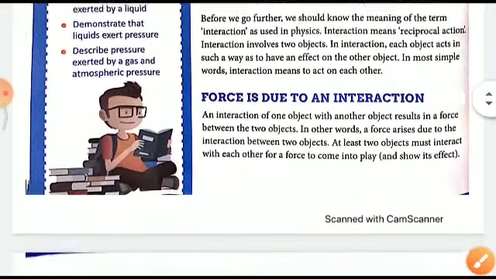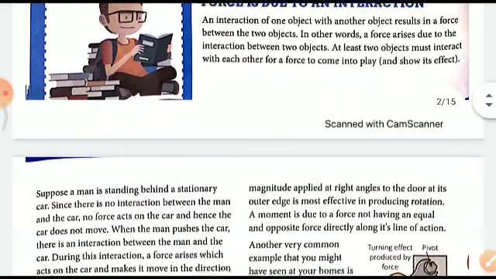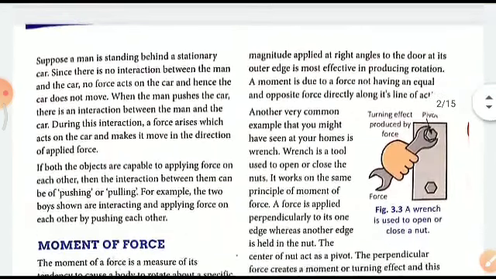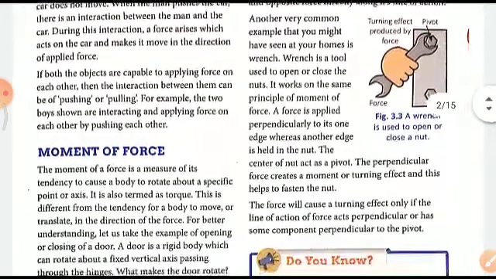So force is always due to an interaction. Interaction of one object with another object results in a force between the two objects. In other words, a force arises due to the interaction between two objects. At least two objects must interact with each other for a force to come into play. And these are a few examples. Next we move to moment of force.